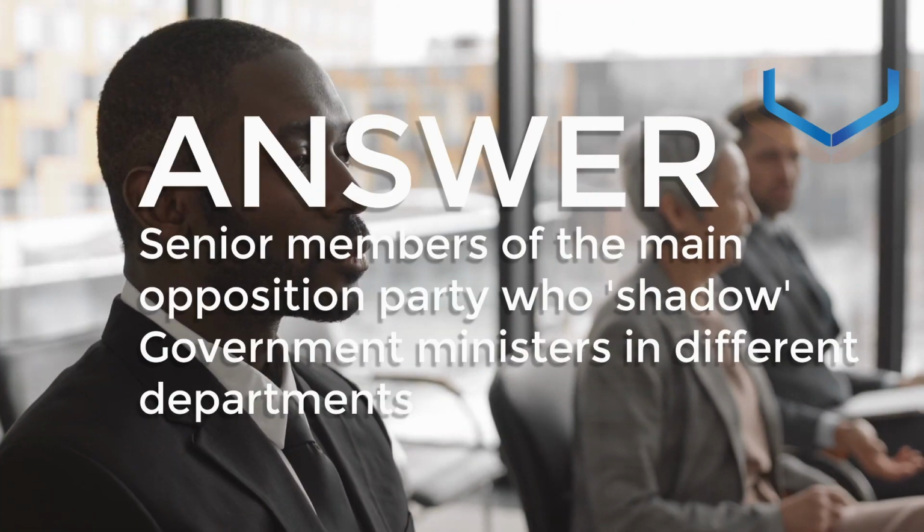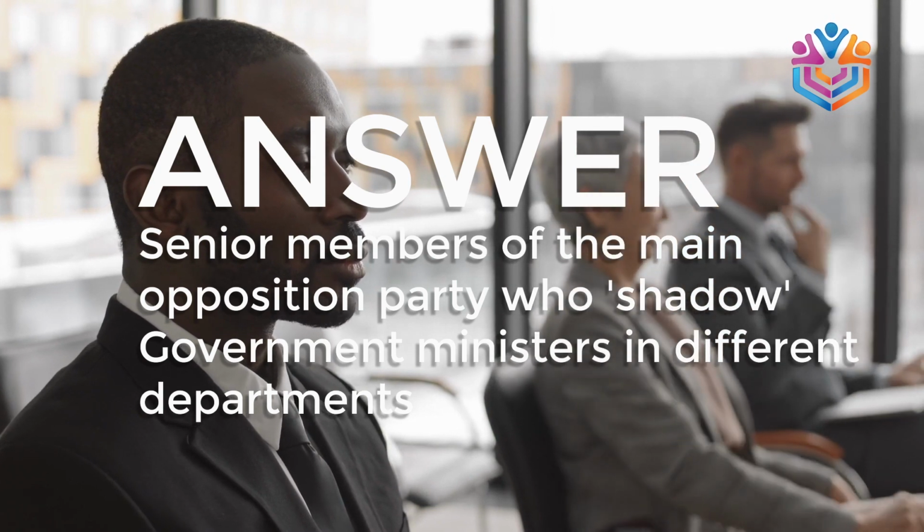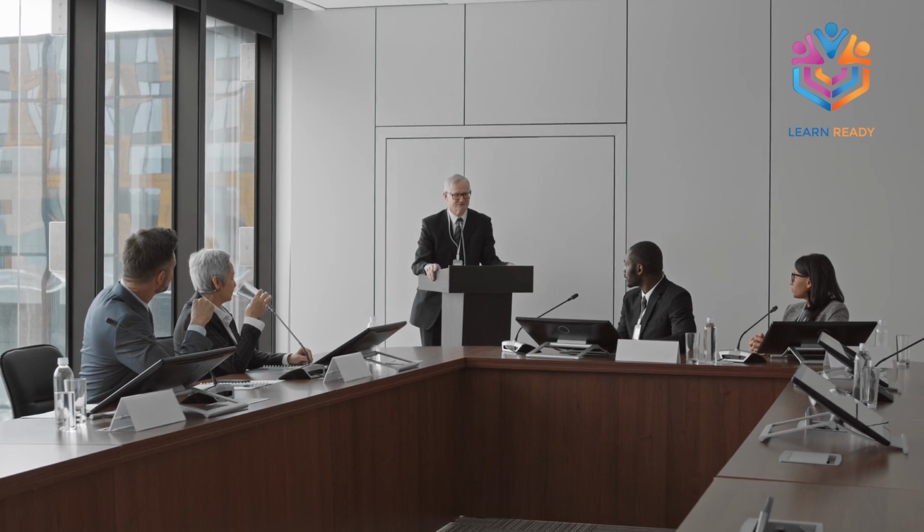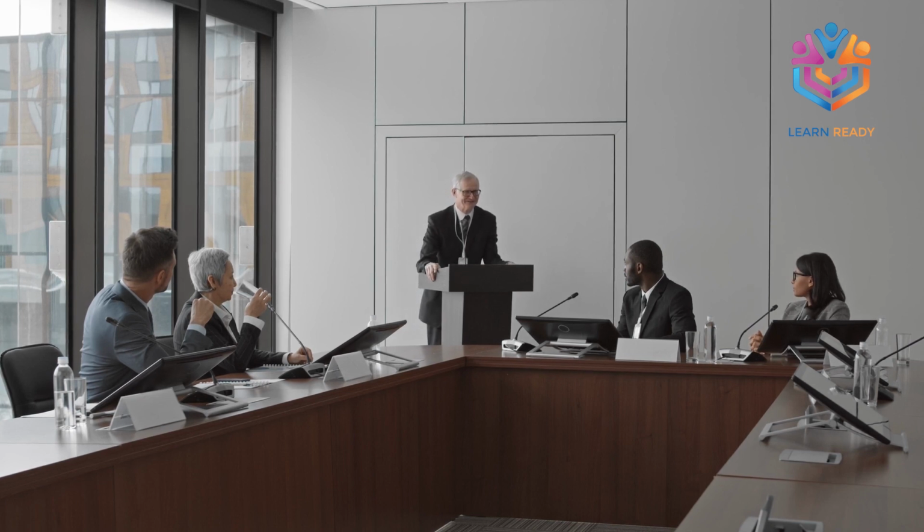Answer: senior members of the main opposition party who shadow government ministers in different departments. The leader of the opposition leads his or her party in pointing out what they see as the government's failures and weaknesses. The leader of the opposition also appoints senior opposition MPs to be shadow ministers. They form the shadow cabinet, and their role is to challenge the government and to put forward alternative policies.